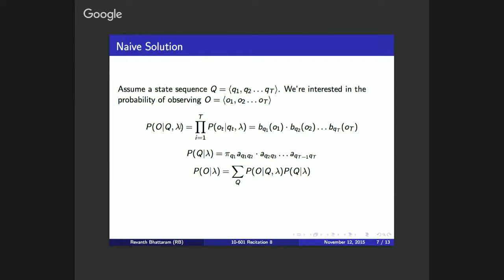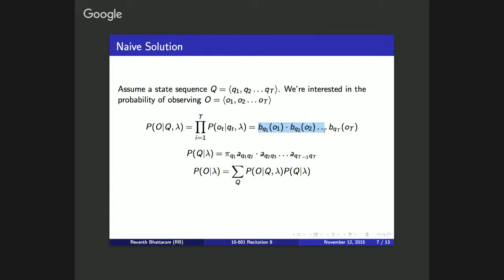The independence assumptions and the chain rule eventually help us in obtaining this form where you can just multiply the individual observation probabilities. We're given that this is the state sequence, so you don't have to worry about the transitions over there.